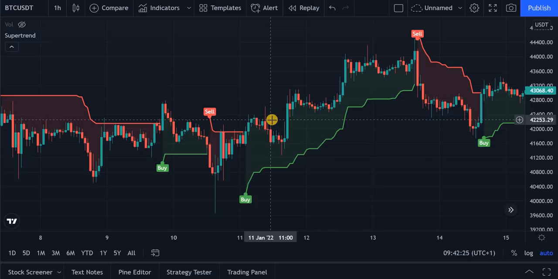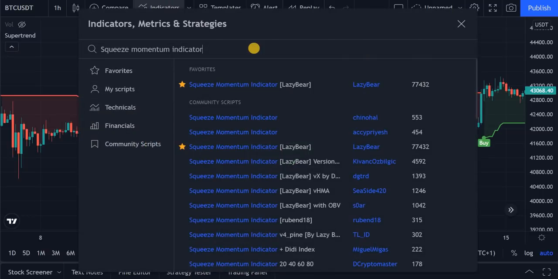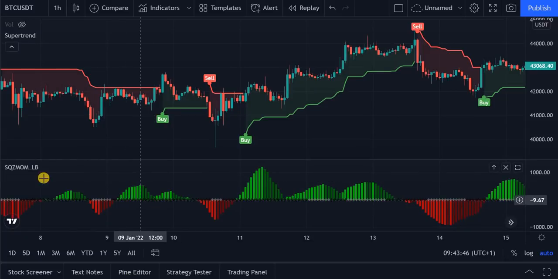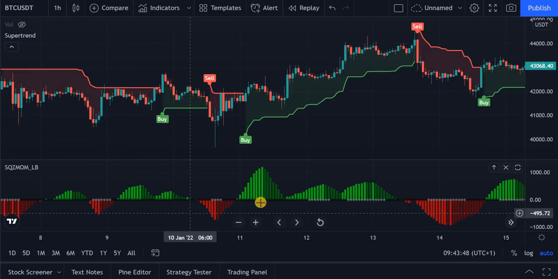Now let's go over to the indicators and strategies section. Right here you click on this and you search for Squeeze Momentum Indicator. The first result right here by LazyBear is what we are going to use in this video. So right now I would click on this. This right here is the Squeeze Momentum Indicator.